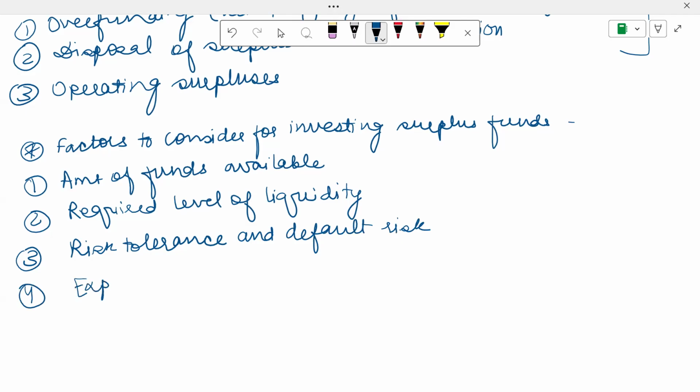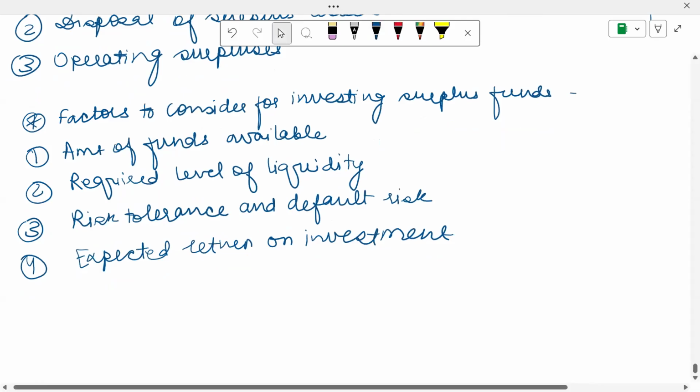And then the fourth thing which I will consider is the expected return on investment. How much return am I expecting on the investments that I make? So this is also one factor which I will consider before I invest my surplus funds.